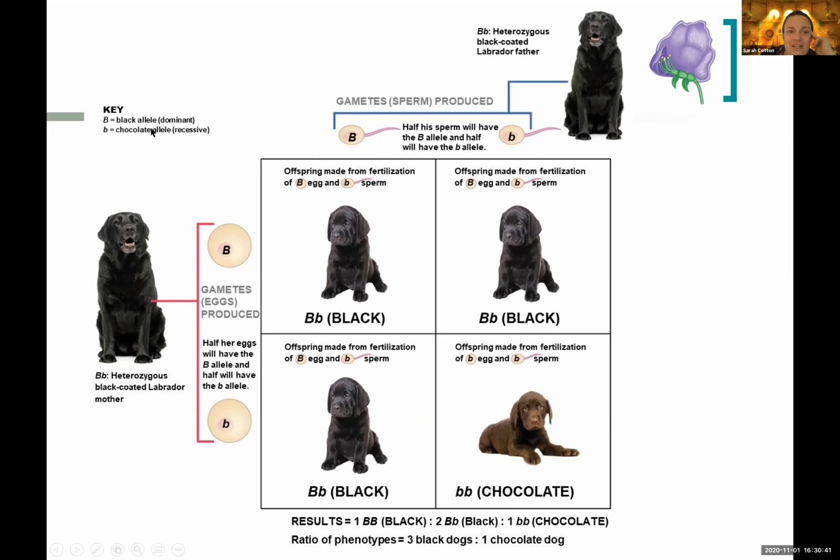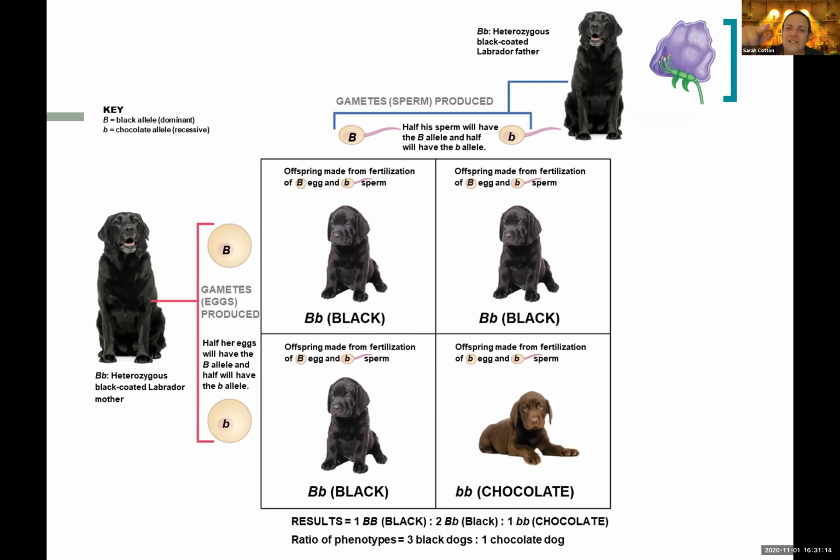So here's our little key. And by the way, whenever I'm working through a genetics problem, I always write all these little factoids and tidbits down. So why did we pick B for this allele? If we're talking about the colors black and chocolate, why did we pick B? Well, because for our symbol, we always choose the dominant allele. So big B represents the black allele, and little b represents the chocolate allele.